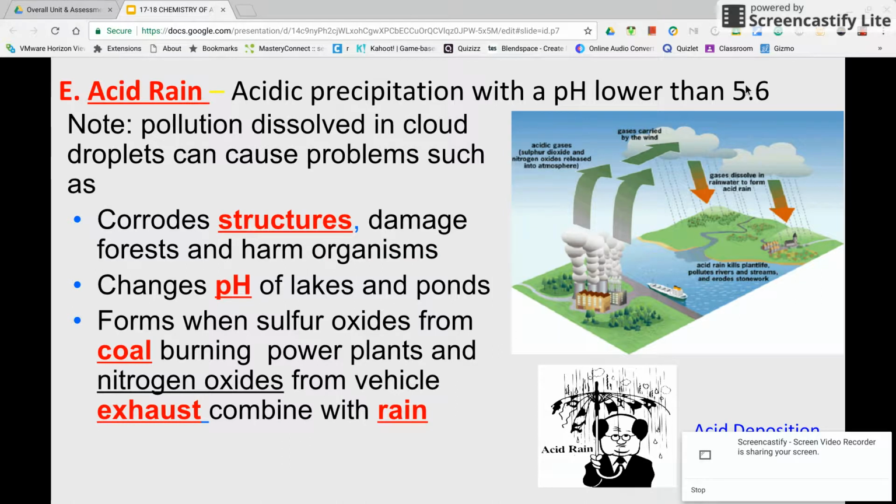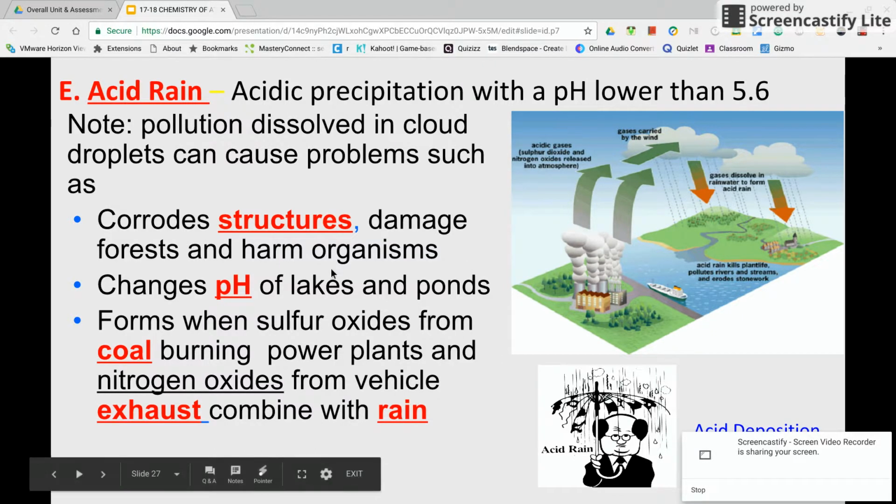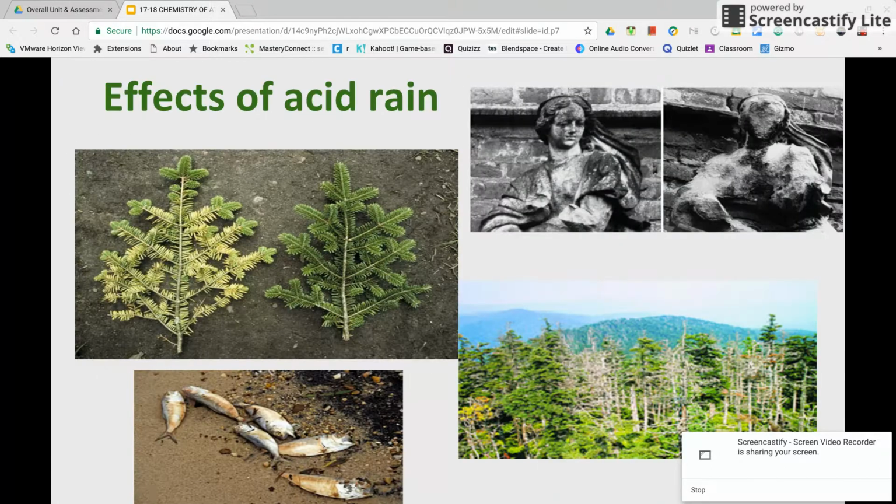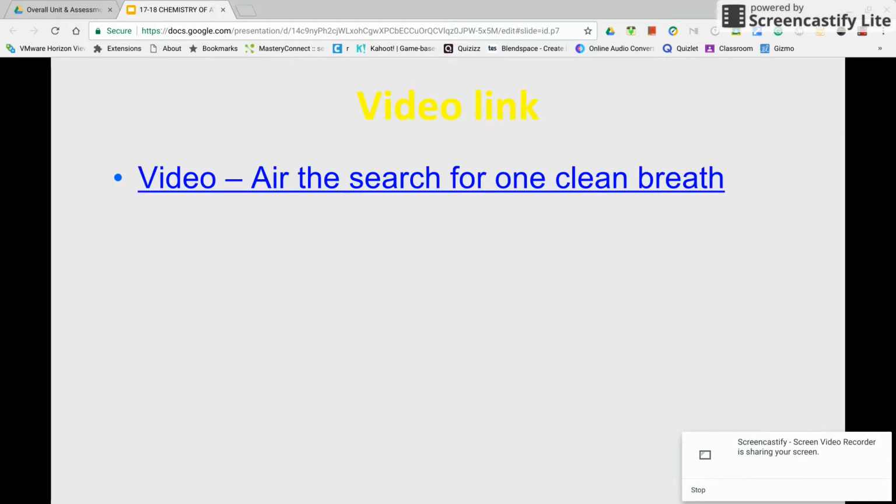Acid rain can corrode structures, that means break them down. It can harm forests and living organisms, which is why we're looking at our living bean plants and how the acid rain is affecting those. It can change the pH of our water sources, where we know we have a lot of living organisms living within those ecosystems. And we see a lot of the acid rain happening in regions where we have a lot of coal being burnt and a lot of exhaust from fossil fuel emissions. So the acid rain tends to be seen in areas where we have a high population with that exhaust being given off. And here are some pictures of the effects of acid rain.